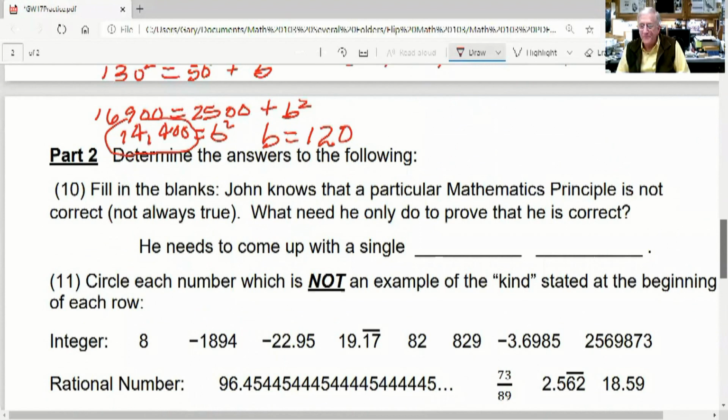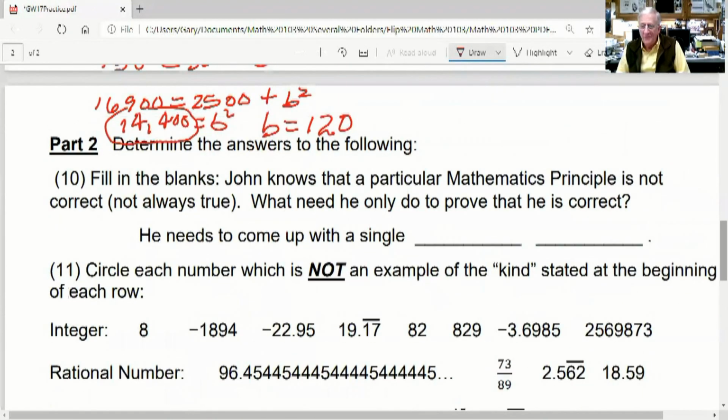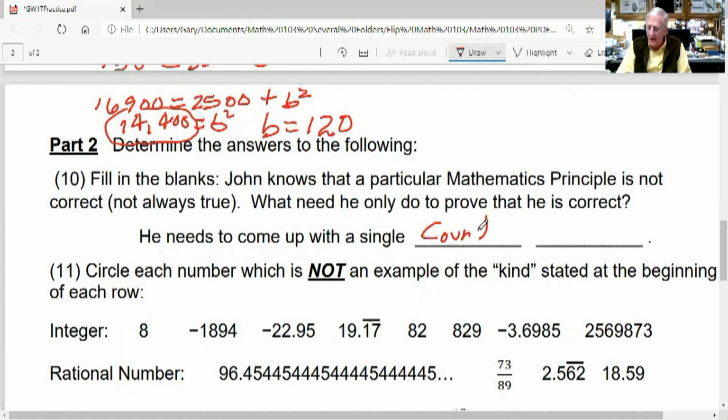All right, determine the answers to the following. Fill in the blanks. John knows that a particular mathematics principle is not correct. It's not always true. He knows the law doesn't work all the time. What need he only do to prove that he is correct? And notice I gave you big hints. He needs to come up with a single what? Remember, from the last test, it is called a counterexample.